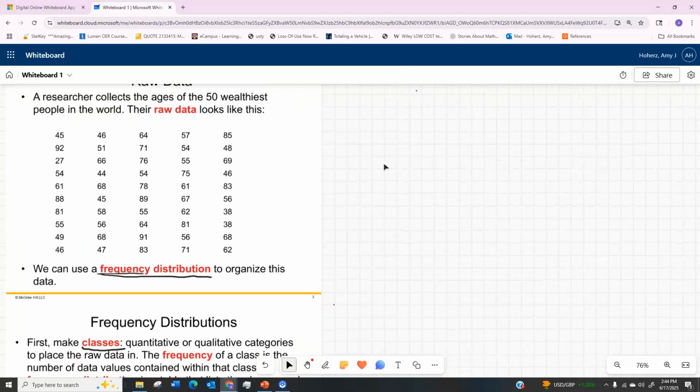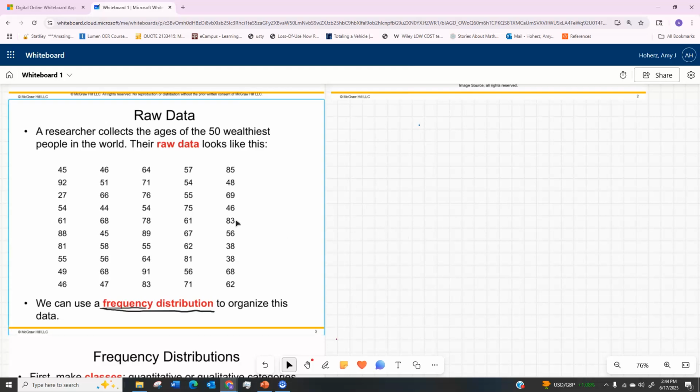So if we have 8 classes, we need to look at the data and find the largest and the smallest data value. So let's see, I see a 92. Is there anything bigger than a 92? I don't think so. So I think 92 is our largest data value, or our highest age. And then we're going to look for the smallest. It looks like the smallest might be right next to it. I think it might be that 27. So let's look through here. Yes. So it looks like the largest is a 92 and the smallest is a 27.